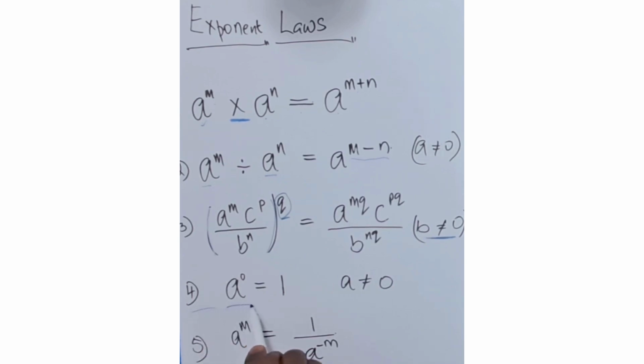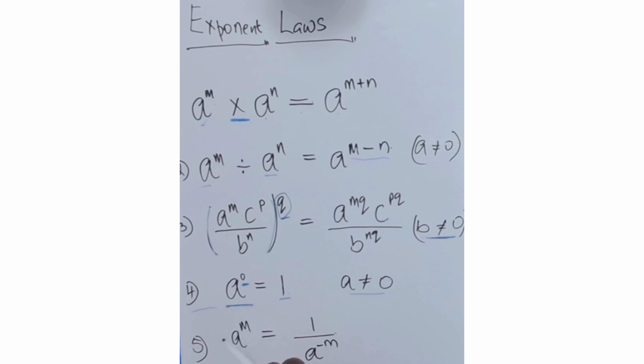The other important one is this one. This says that a to the power 0, or any base to the power 0, it could be a b, a c, a 2, a 1, a 10, a 15, if it's raised to the power 0, the answer is 1. So any number or any variable raised to the power 0 is equal to 1, provided that a is not 0, which is the base.